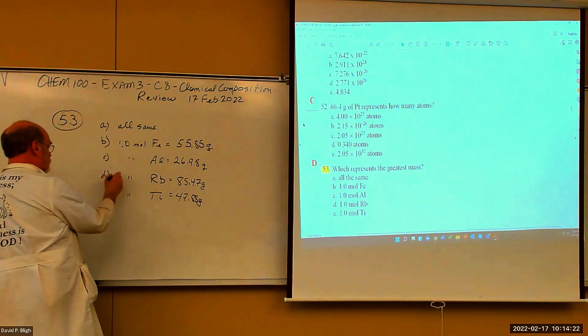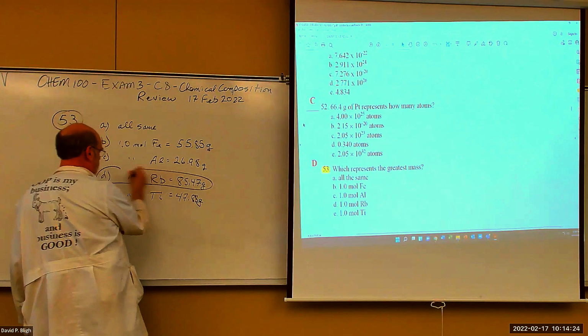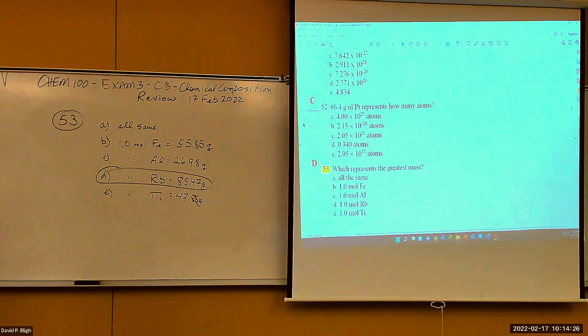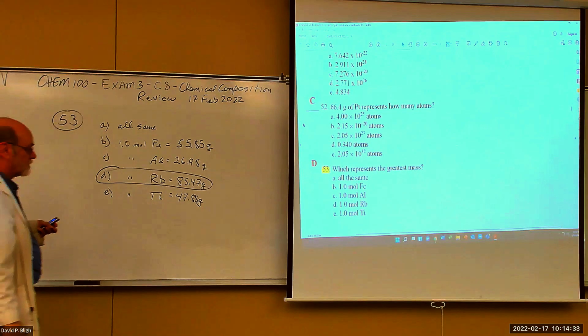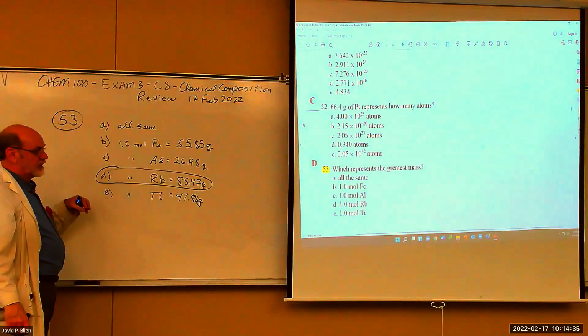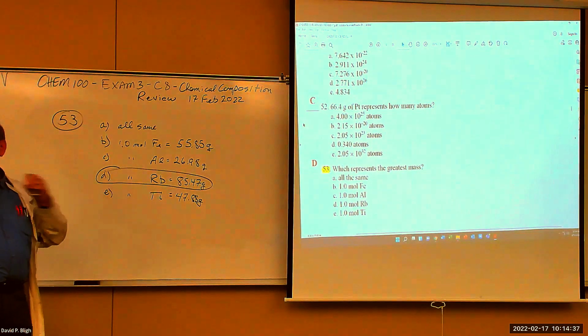Okay, so now all we have to do is compare. So rubidium is the heaviest atom. If there are equal numbers of them, it has to be the most mass.